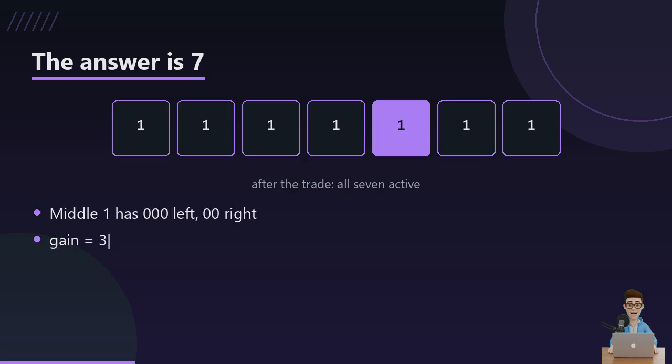Let's check it together. Look at the one sitting at position 4. It has 3 zeros hugging it on the left and 2 zeros on the right. So its gain is 3 plus 2, which is 5. Now add the 2 ones that were already there and you get 7. That's it. If you got 7, great job. If not, no worries at all. Trace it once more slowly and you'll see it. Same little pattern doing all the heavy lifting.